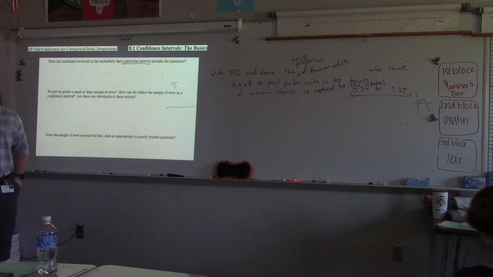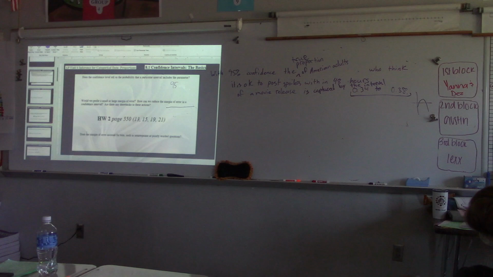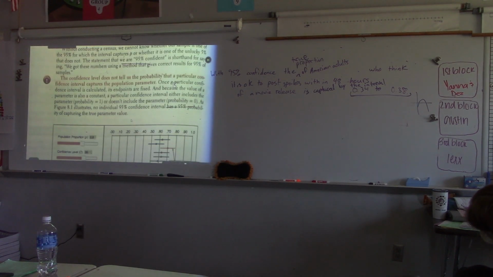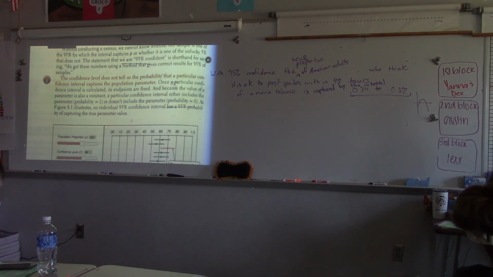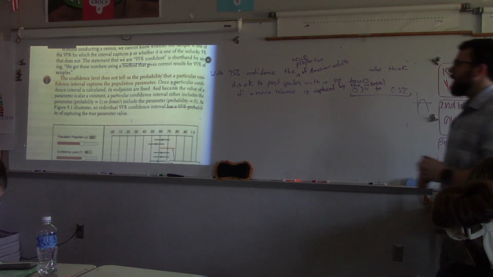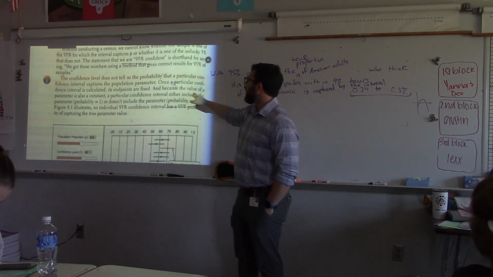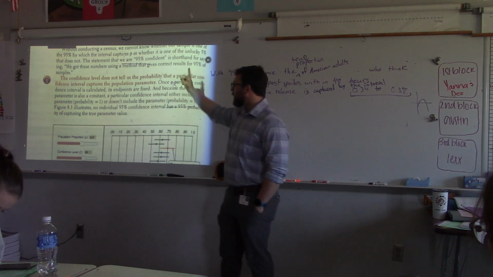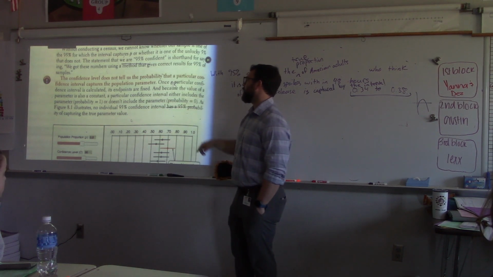It's not. That is actually one of the things I've seen on the AP exam that I've been taught by people who do the AP exam. And so it talks about it again right here in the textbook. The confidence level does not tell us the probability that a particular confidence interval captures the population parameter. Notice right here, once a particular confidence interval is calculated, its endpoints are fixed. And because the value of a parameter is also a constant, a single confidence interval either includes the parameter, probability of 1, or it doesn't include the parameter.